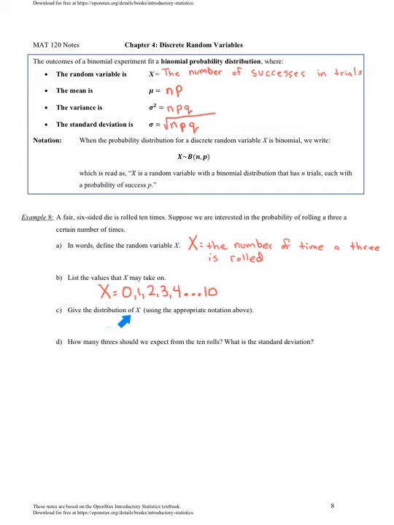Now let's give the distribution of x using the notation that we learned above. We have a random variable that we use the capital X for, and we have a binomial distribution with 10 trials and the probability of success being 1/6. Now let's finish up with letter D. How many 3s should we expect from 10 rolls? What is the standard deviation?